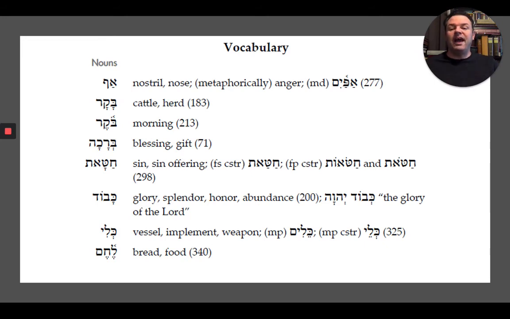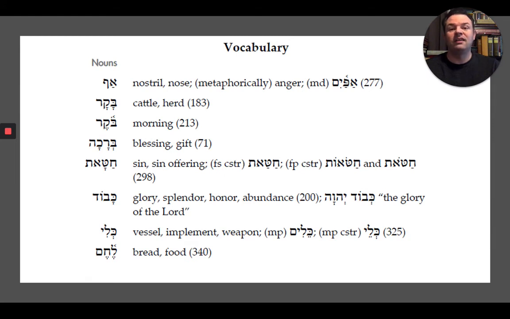Bakar is the word for cattle or herd. Boker is the word for morning. So notice that those have the same letters in their root. Bakar and Boker are not words that are related to one another. And notice that the accent is different and the vowel pointings are different. This is where pronunciation is going to start to become important.